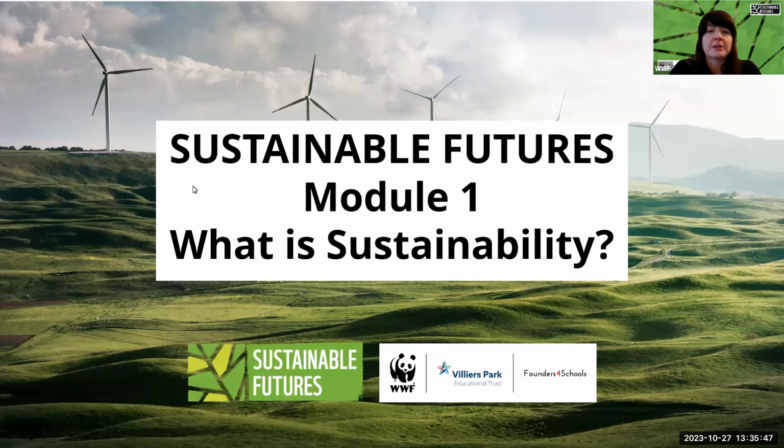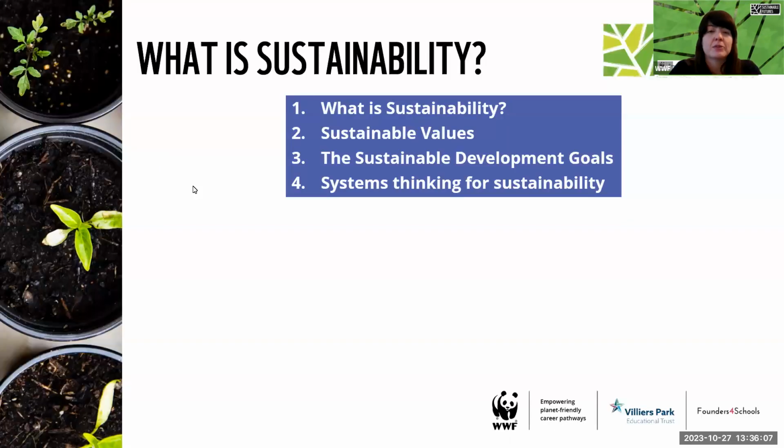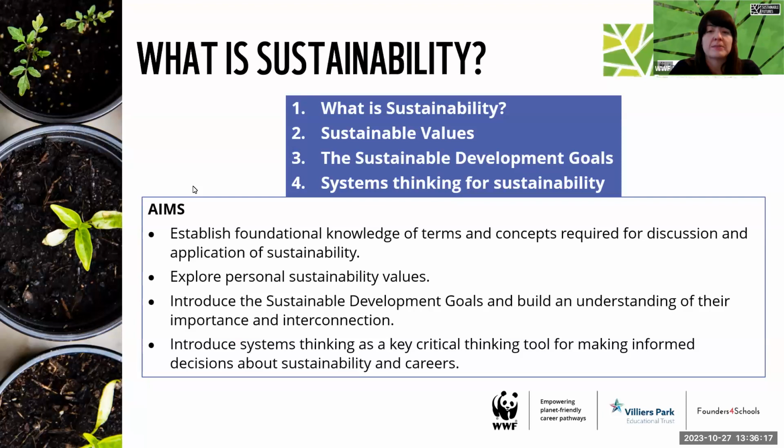We'll now take a detailed look at Module 1. This module covers the basic concepts of sustainability. It covers the principles of sustainability and its importance to our survival and well-being. The module also considers how the interconnections within and between natural and human systems can help us build a sustainable future. The module is comprised of 4 units: what is sustainability, sustainable values, the Sustainable Development Goals, and systems thinking for sustainability. The aims of the module are displayed on screen.